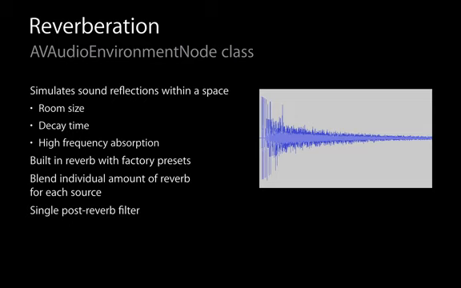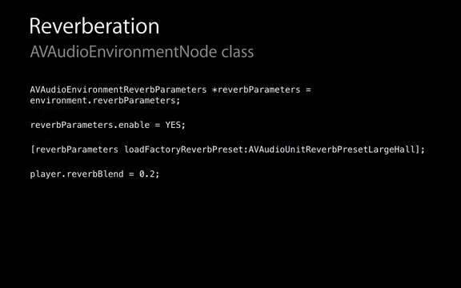We also have a single filter that applies to the output of the reverb. So let's say that you pick one of the factory presets and you want it to sound maybe a little brighter. You can do that using the filter. In code, this is what it looks like. I get the reverb parameters object from the environment. In this case, I'm enabling it, and then I load a factory preset, the large hall preset, and using the AVAudioMixing protocol, I set the source's reverb blend to 0.2.